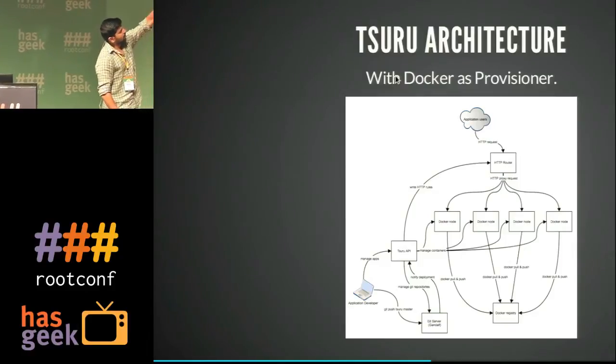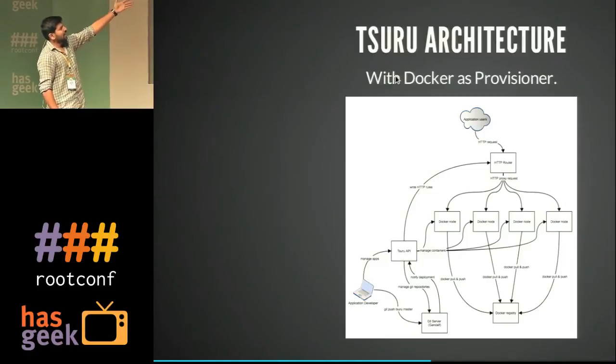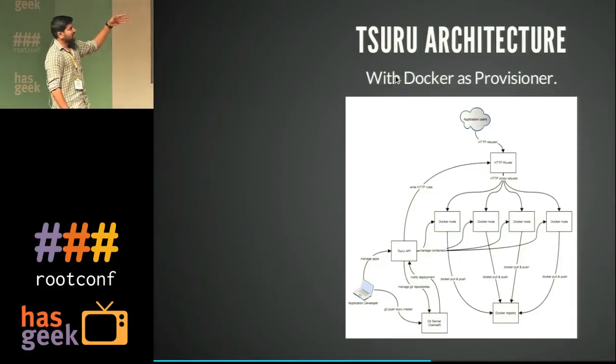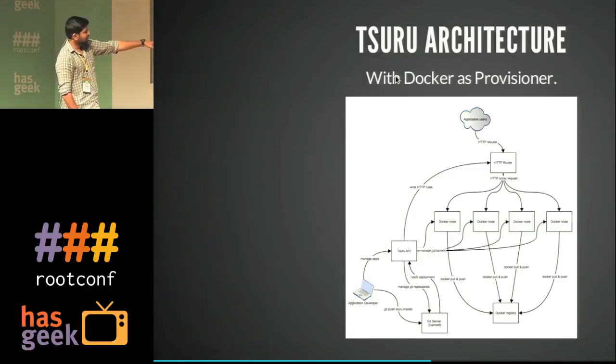On the top right, beneath the cloud, we can see an HTTP router. That's a Hipache router. It's basically a software load balancer. All the requests will now hit the HTTP router, and it will be load balanced among all your Docker nodes. That is how it works. And we also have a Gandalf server which manages all your Git repos.